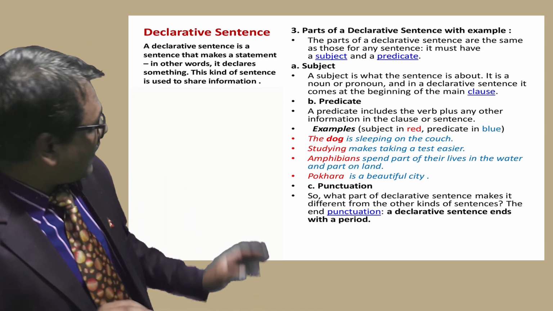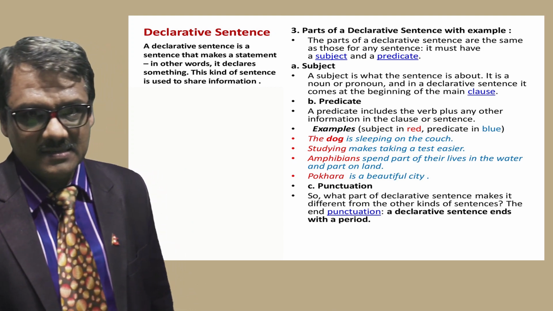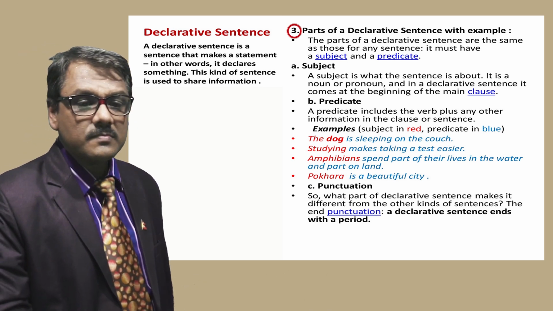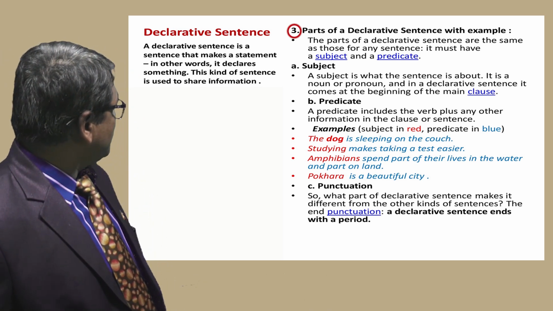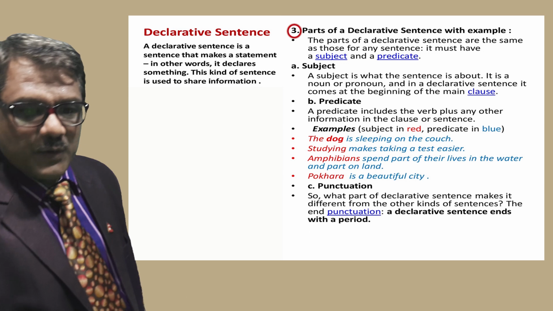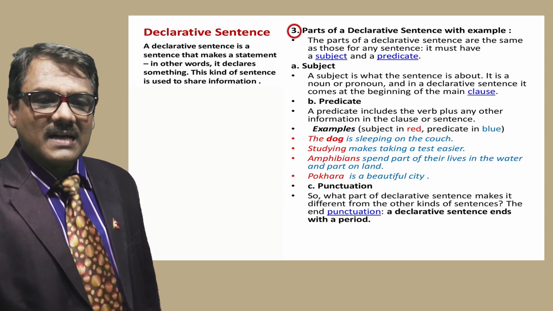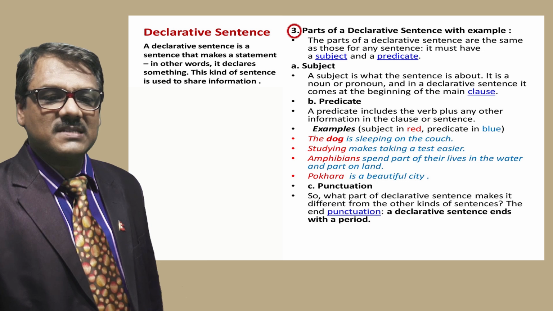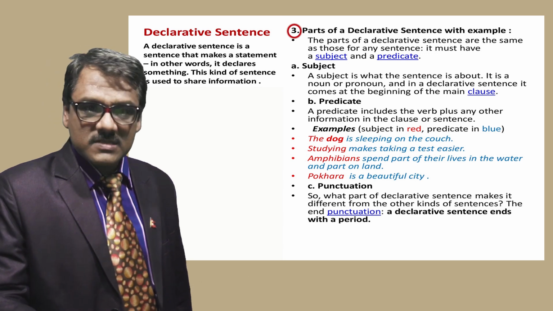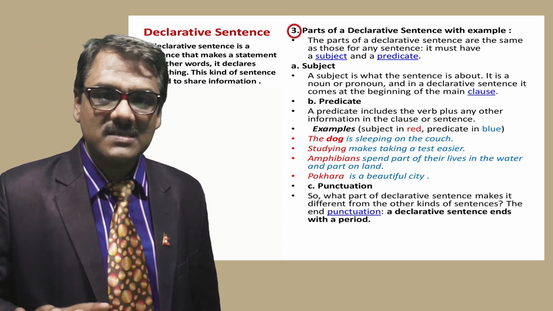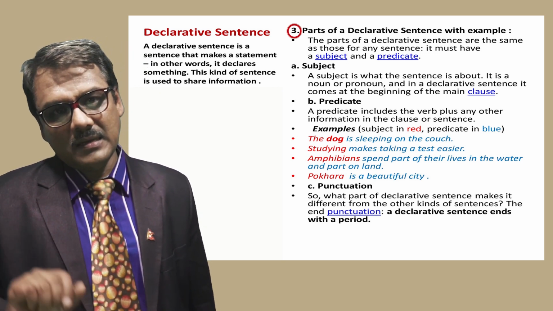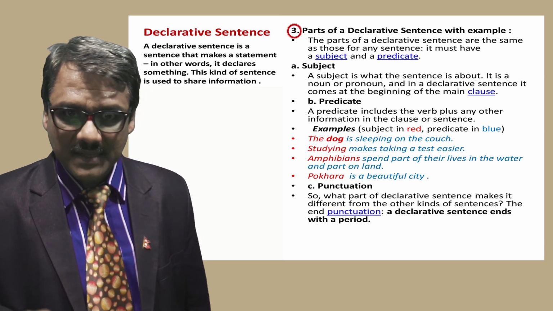So see, now what are the parts of a declarative sentence? Okay, let's move on to the parts of a declarative sentence. I think you can also read there. I have written it over there. Let me read it first for you. The parts of a declarative sentence are the same as those of the main sentence. It must have a subject and a predicate. I already talked about it. Mostly, a declarative sentence has two parts: the subject, the doer, and the predicate, the verb and the rest of the sentence.